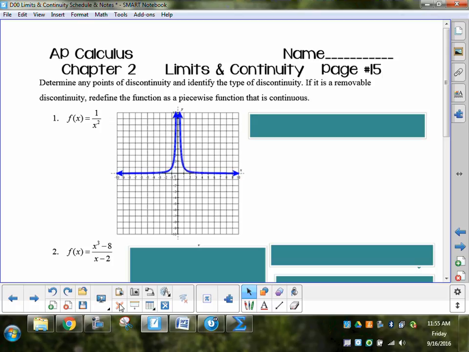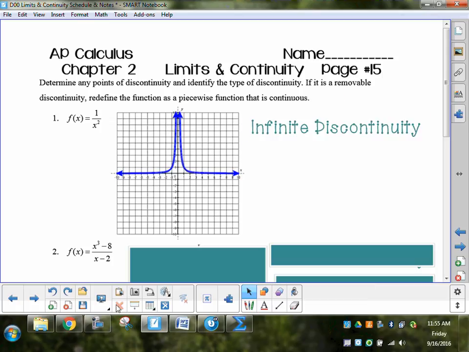What type of discontinuity do we have? Taking a look at that graph, what type of discontinuity? Mike, what are we going to have? Perfect. So we've graphed it. Now we're going to identify this as having an infinite discontinuity. And the directions say, determine points of discontinuity, identify the type. So where is this discontinuous? At 0. Is it continuous everywhere else?